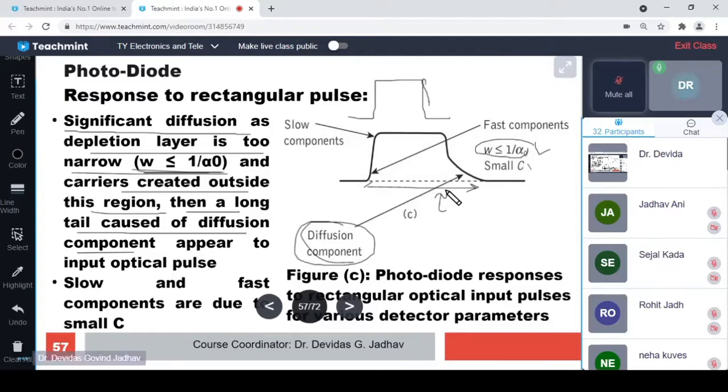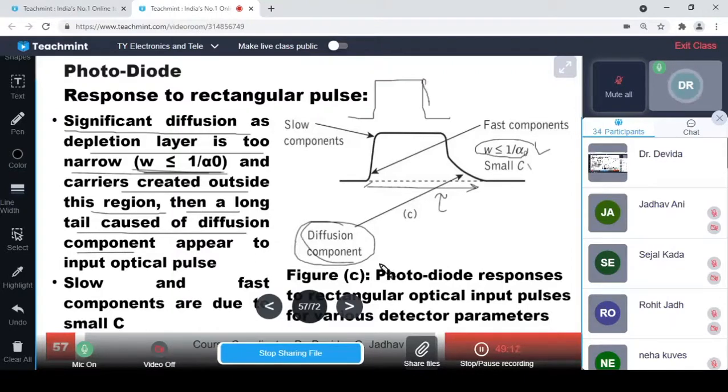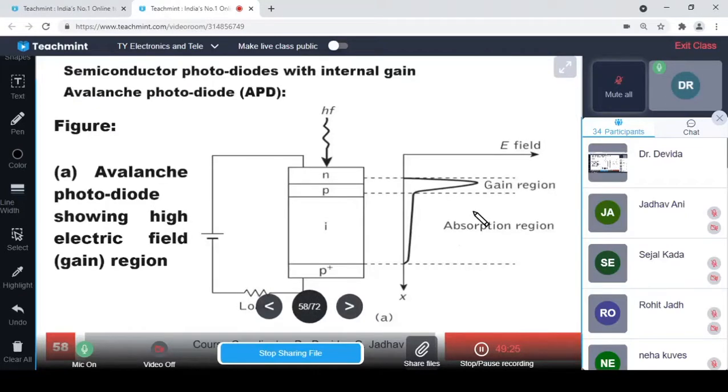So both the components are worst. If W is less than 1 upon alpha 0 and C is also large, in that case it will have a double effect, and the data rate is very, very poor. Okay, so these are the two conditions which put the limit on the response of the photodiode, the response to the rectangular pulse. That we have checked with these 2-3 pulse figures. So this is the response of the rectangular pulse we have completed.